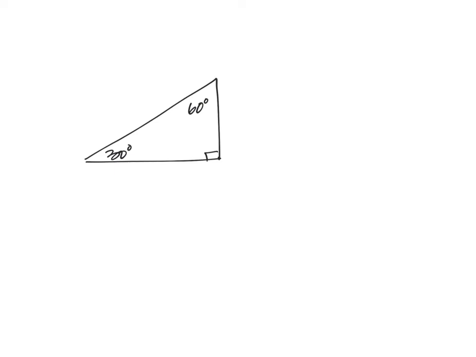In this example, we'll look at a special right triangle and how to rationalize the denominator when necessary. So hopefully by now you've recognized the pattern that exists with special right triangles.